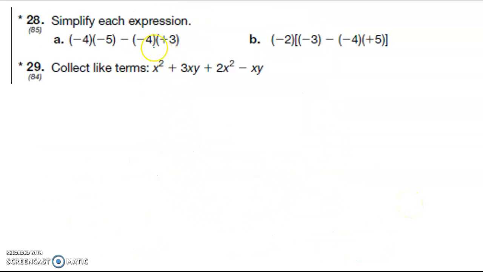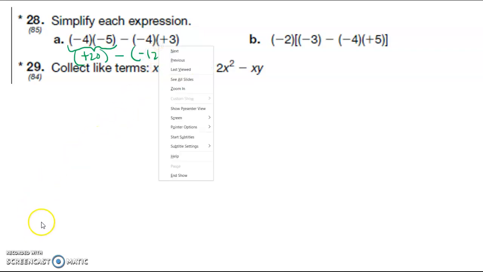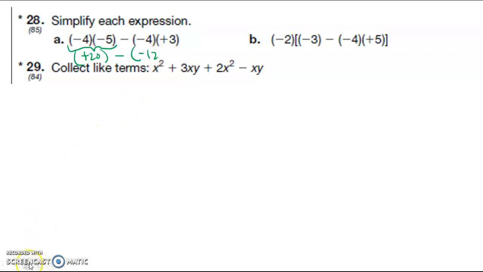All right, simplify each expression. So we're going to have to do this one first. Negative 4 times negative 5 gives me a positive 20, minus negative 4 times a positive 3 gives me a negative 12. Now, since I have subtraction, I'm going to keep change. So that's plus 20 plus 12, which gives me 32.